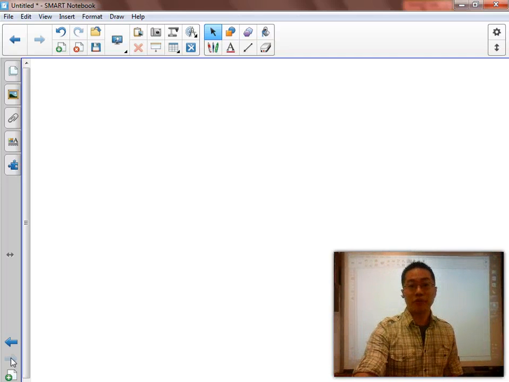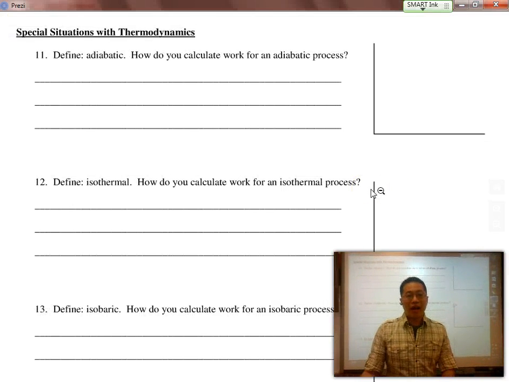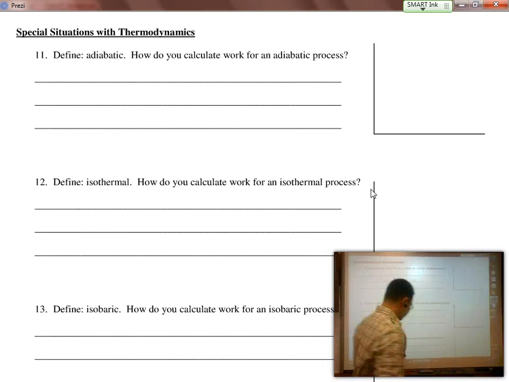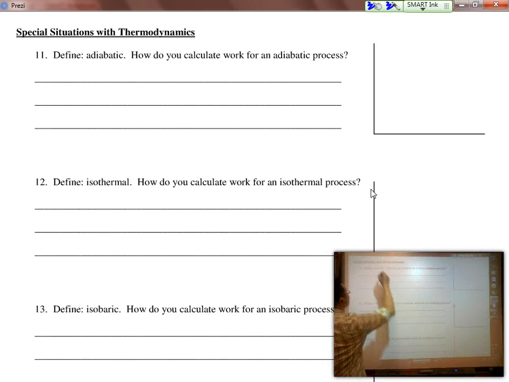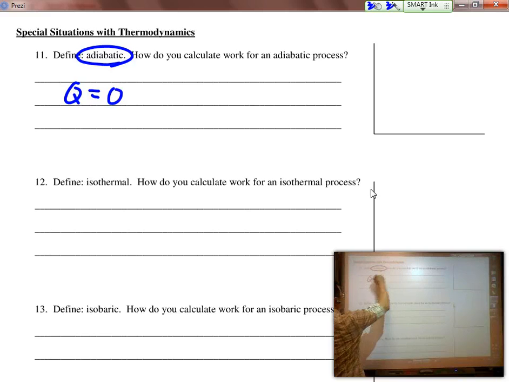Now let's take a look at some special situations for thermodynamics. During these processes, you have certain variables that are held constant. Our first example is adiabatic. Adiabatic simply means that there is no heat transfer. So Q equals 0. Similar to, if you were to think about it, like a thermos.